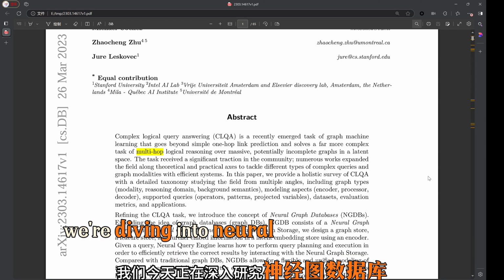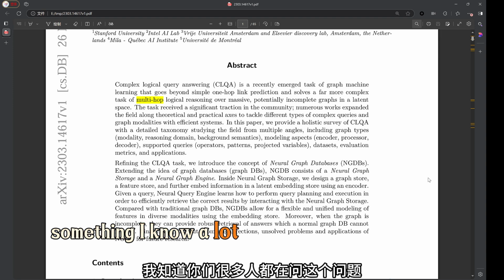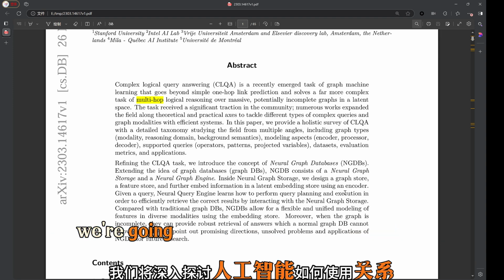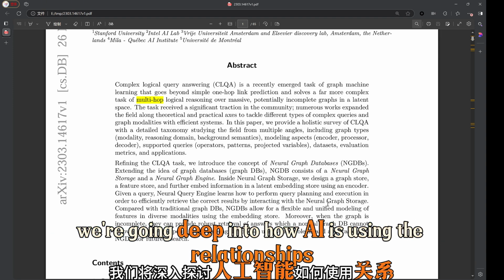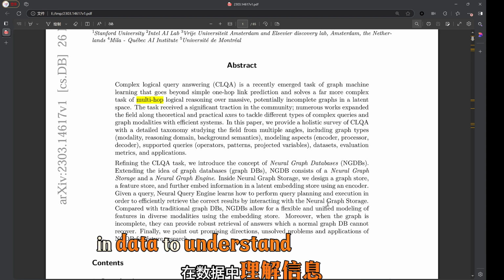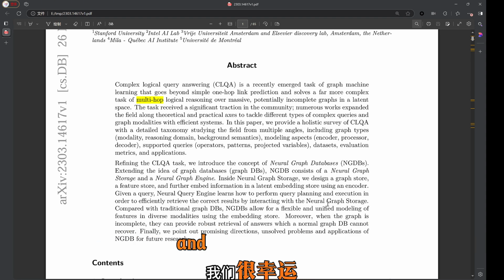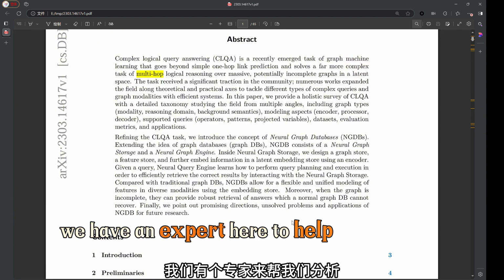We're diving into neural graph databases today, something I know a lot of you have been asking about. We're going deep into how AI is using the relationships in data to understand information. And lucky for us, we have an expert here to help break it all down.